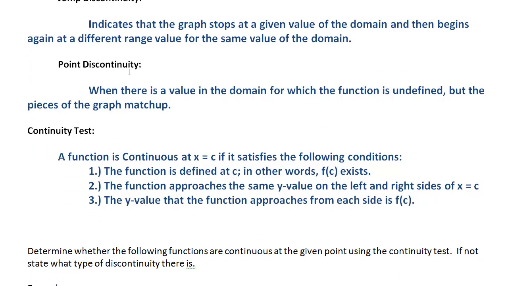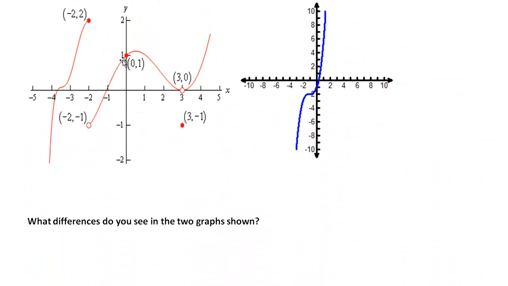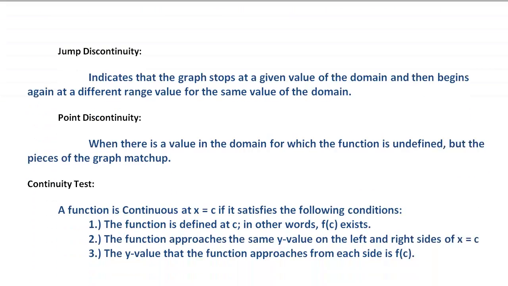And there's also point discontinuity. Again, that was seen in the graph up above, where there's a value in the domain for which the function's undefined, but the pieces of the graph match up. So again, looking at this graph as a representative, when I get to this point here, I have a break noted by this open circle in the graph for this specific value, and that occurs specifically at this one given point right here. So that is point discontinuity.